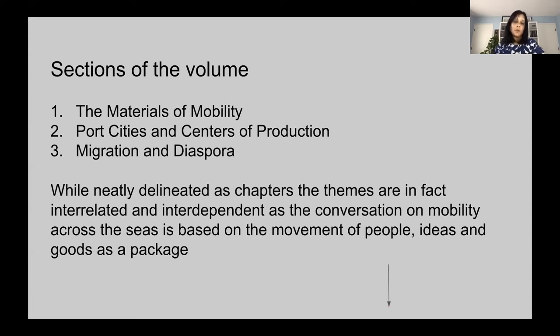So even though we have these sections neatly delineated, there's a central thread that goes through the entire volume that is, of course, related to the idea of mobility across bodies of water. But we've focused on different things, people, ideas, as well as objects, and that's what you will see in the presentation today.